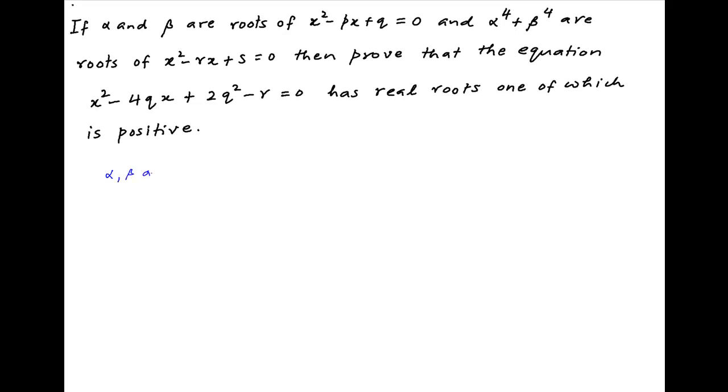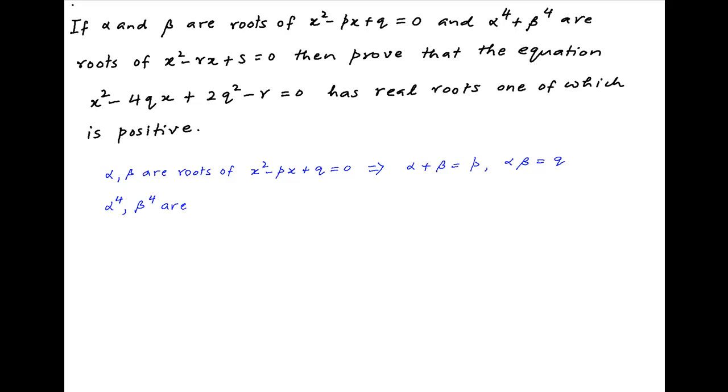We are given that alpha and beta are roots of the quadratic equation x squared minus px plus q equals 0. Therefore, the sum of the roots, alpha plus beta, is equal to p, and the product of the roots, alpha beta, is equal to q.